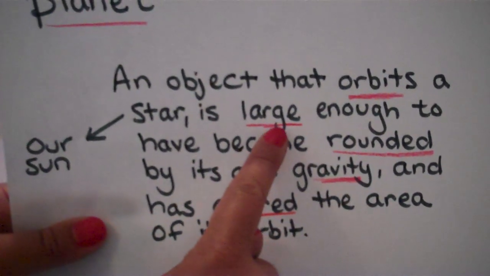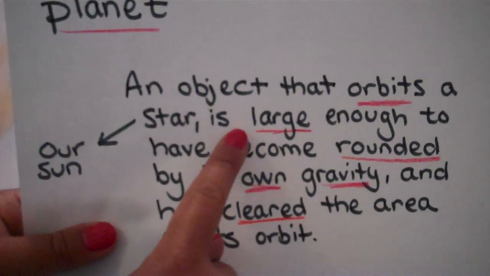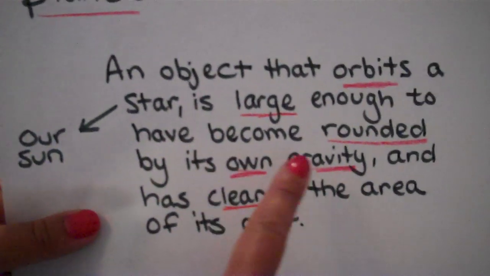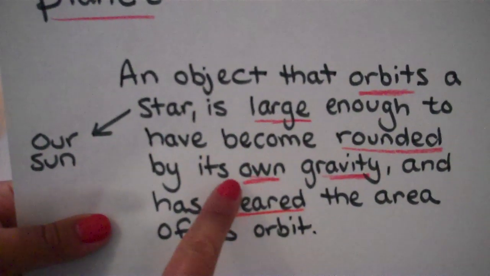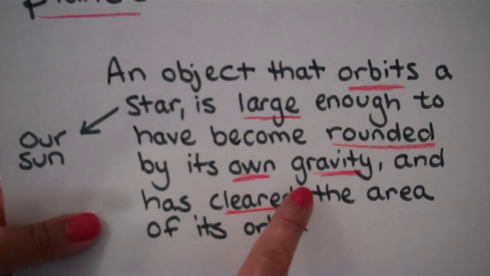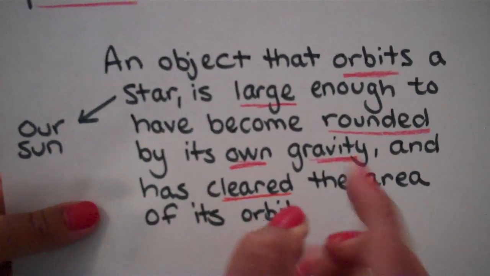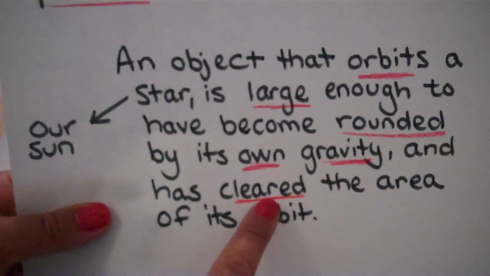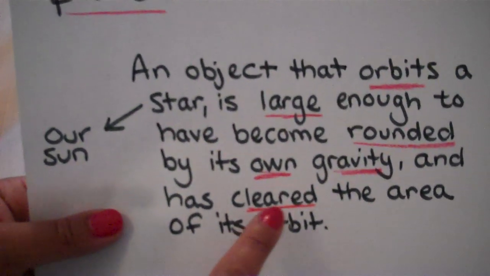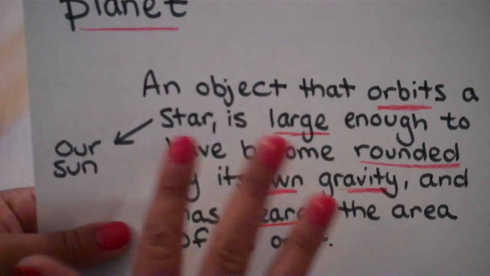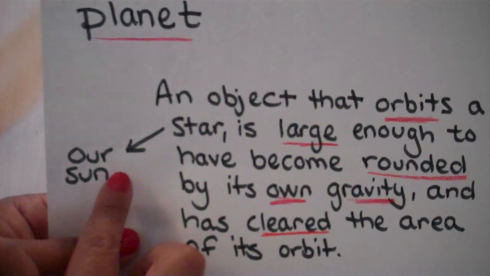It has to be large. That's very important. So the size of the planet needs to be big, and that's how we define the planet. It has to be round in shape, and the way it becomes round is because of that pull towards the center, and that pull in creates that rounded shape. And this part right here, cleared the area of its orbit, meaning that it's so large that nothing gets in its way. So it's cleared the path that it's taking around, in this case, our sun.